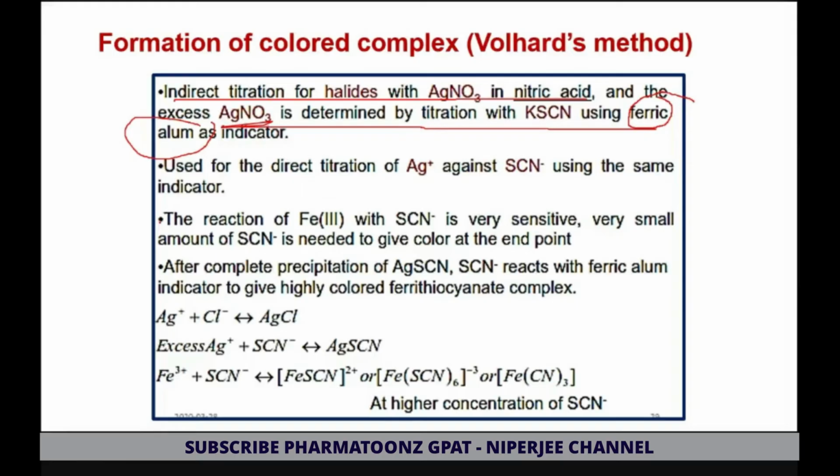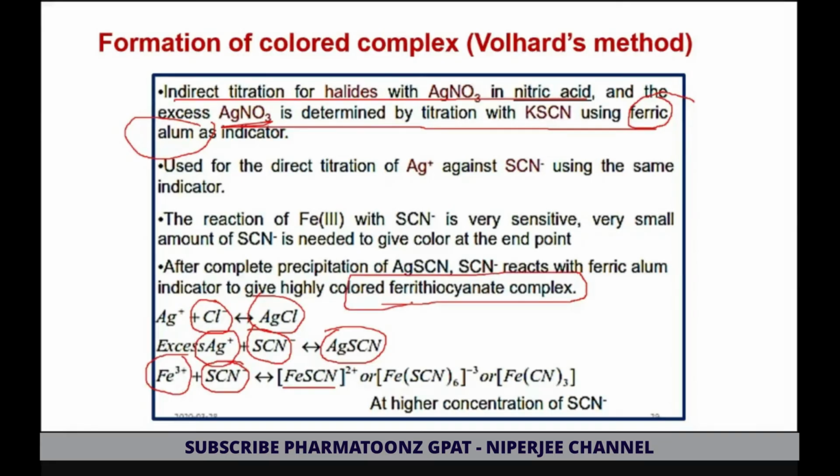So first, whatever chloride is there in the solution will form AgCl. The excess Ag reacts with the thiocyanate available in the mixture and forms a silver thiocyanate complex, and the remaining thiocyanate will make a complex with the indicator, which is called ferric alum. So that forms a ferric thiocyanate complex, which is colored. It is called the ferric thiocyanate complex.